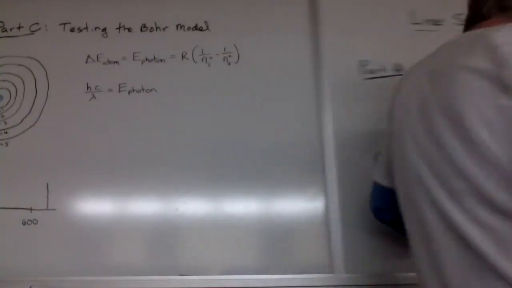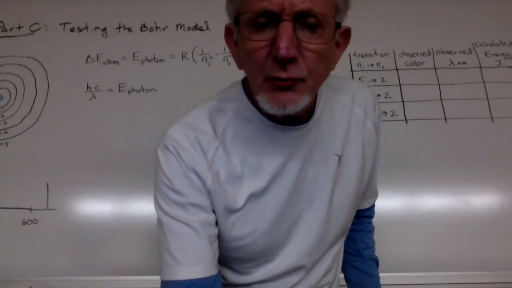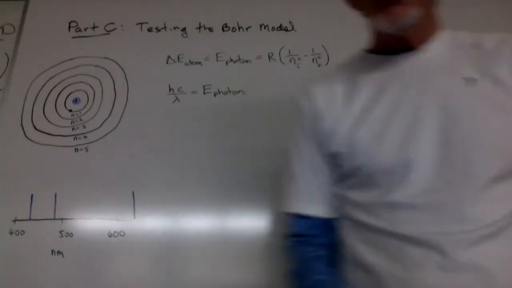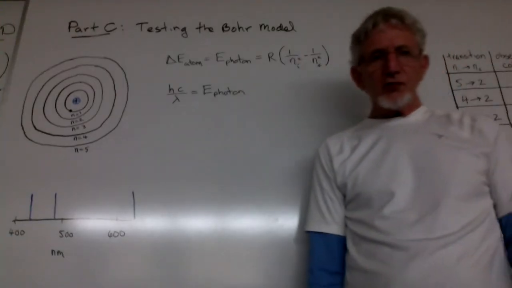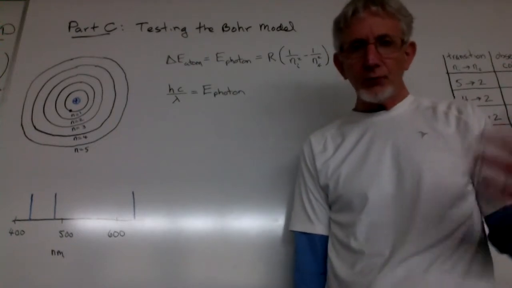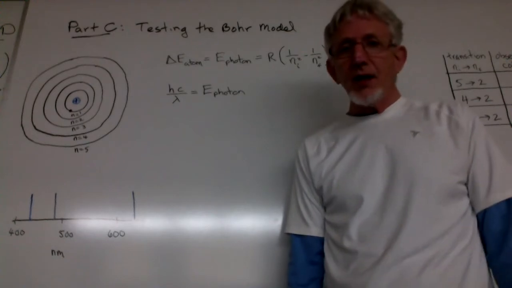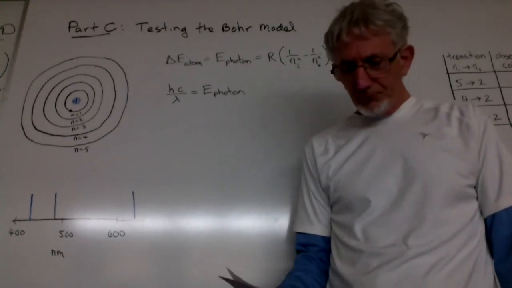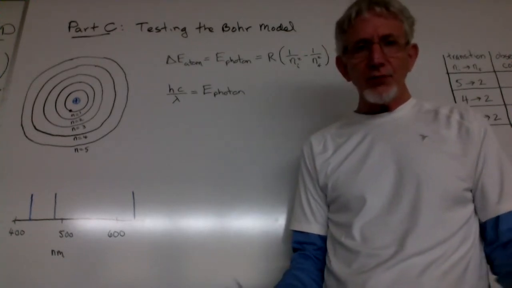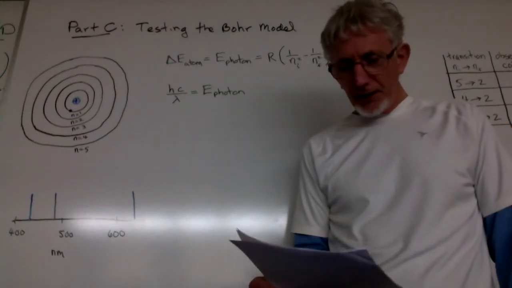Now, going on to part C. Okay, so we're on to part C of the Line Spectra lab report and what you need to do for your lab report for that lab exercise. Part C is testing the Bohr model, the Bohr theory for the structure of the hydrogen atom.